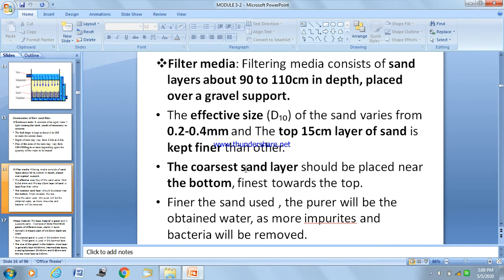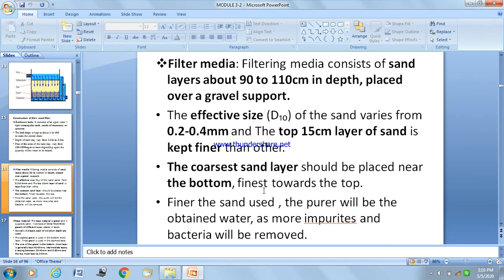Okay, and the filter media, that is sand and gravel, is placed. Sand layer of about 90 to 110 centimeter depth is placed, and below that gravel is present. The effective size of the sand will vary from 0.2 to 0.4 mm, and the topmost 15 centimeter layer of sand is kept finer. Topmost will be finer sand, bottommost will be coarser sand, and the coarsest sand will be placed near the bottom.